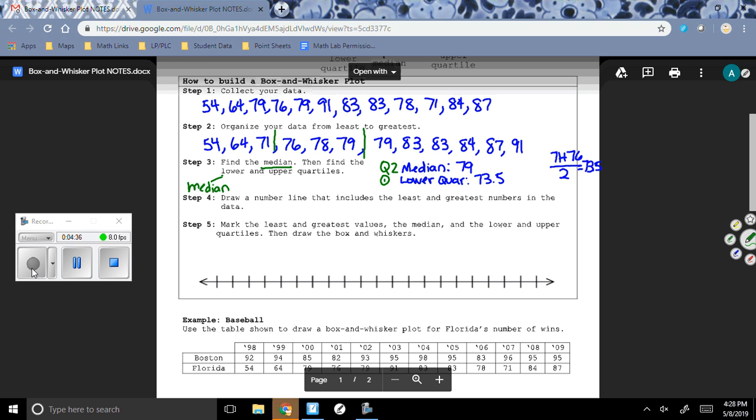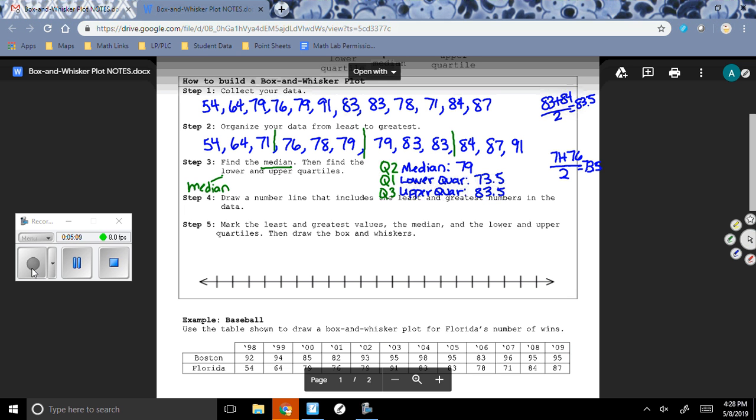Now I need to do the exact same thing for the other half of the data. So again, I'm going to find the median on the right-hand side. That's going to be the upper quartile. So I need to, this time, find the average of 83 and 84. Well, halfway between 83 and 84, I need to add those together and then divide by 2, and I get 83.5. So our upper quartile, or quartile 3, is 83.5.